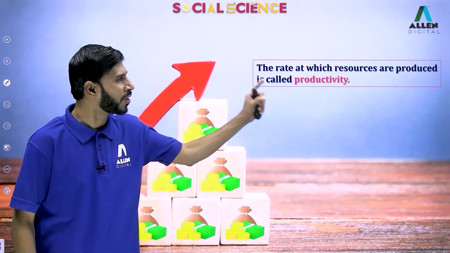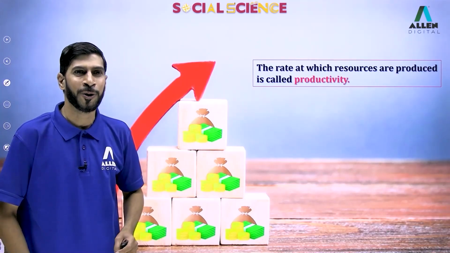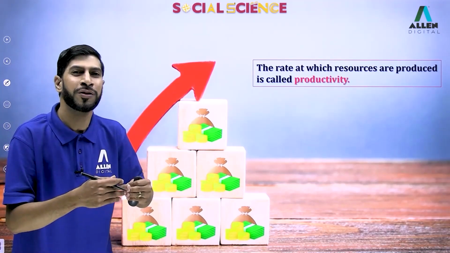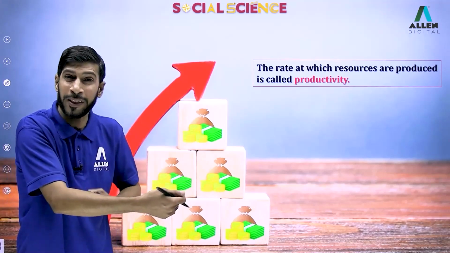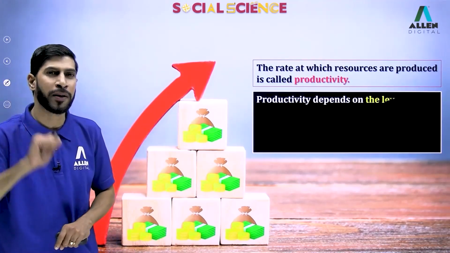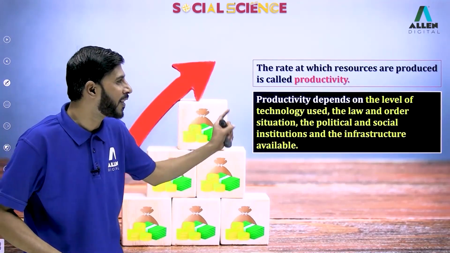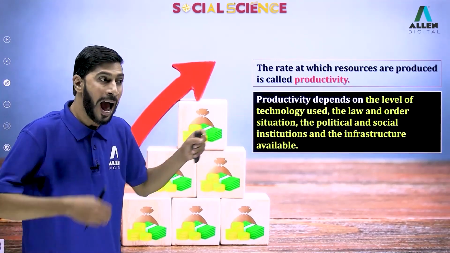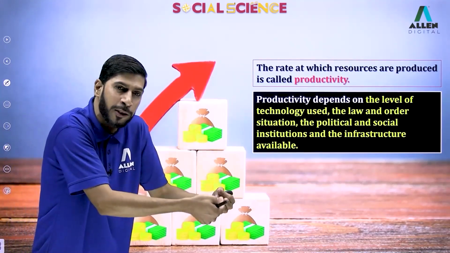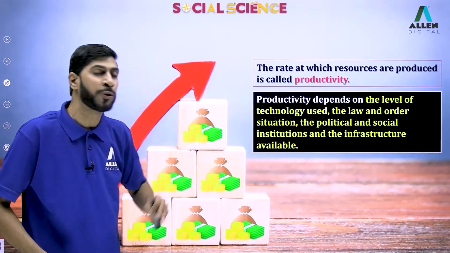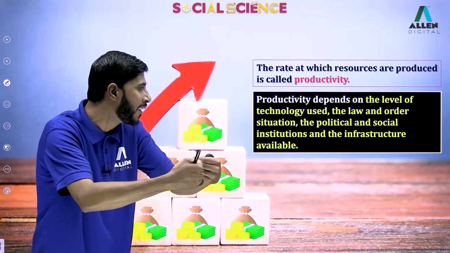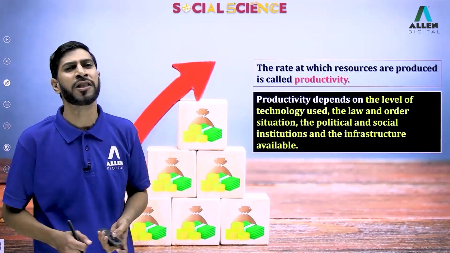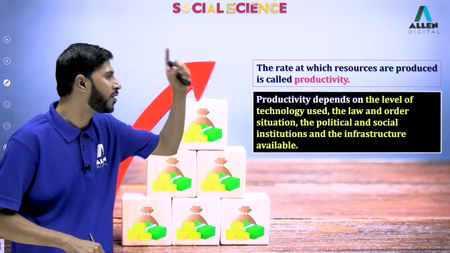Now, the rate at which resources are produced is called productivity. There are some countries that produce goods at a fast rate and some that produce at a slower rate. That rate at which goods are produced is called productivity. Do remember what productivity depends on. Productivity depends on the level of technology, how good the technology of that country is; the law and order situation; the political and social institutions, how well the government supports production; and the infrastructure available, that is roads, transport and buildings.